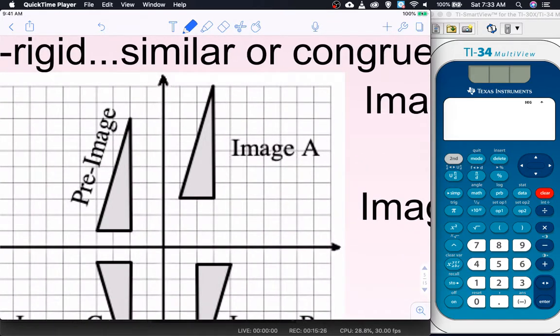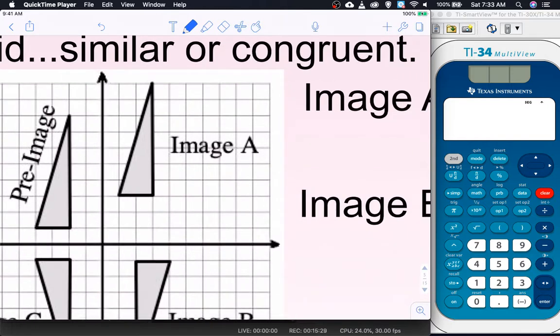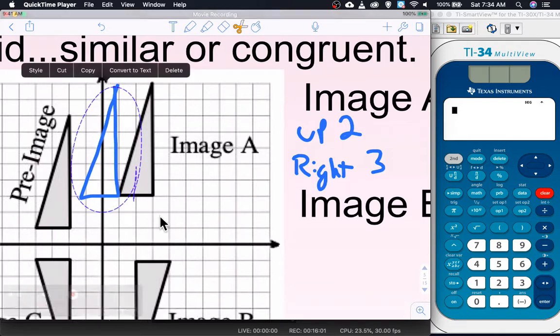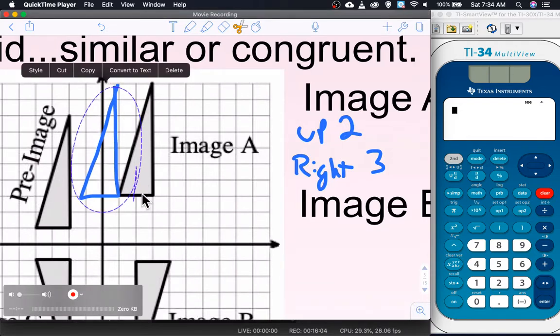Now, one of the biggest mistakes students make is I see a lot of students say, oh, this was a translation up 2, right 3. They're going from here, 1, 2, 1, 2, 3. The problem with that, though, is that it doesn't actually work. If I would trace this, and I take this whole thing, and I go up 2, boom, boom, over 3, boom, boom, boom. That's not in the right place. This should be over here.